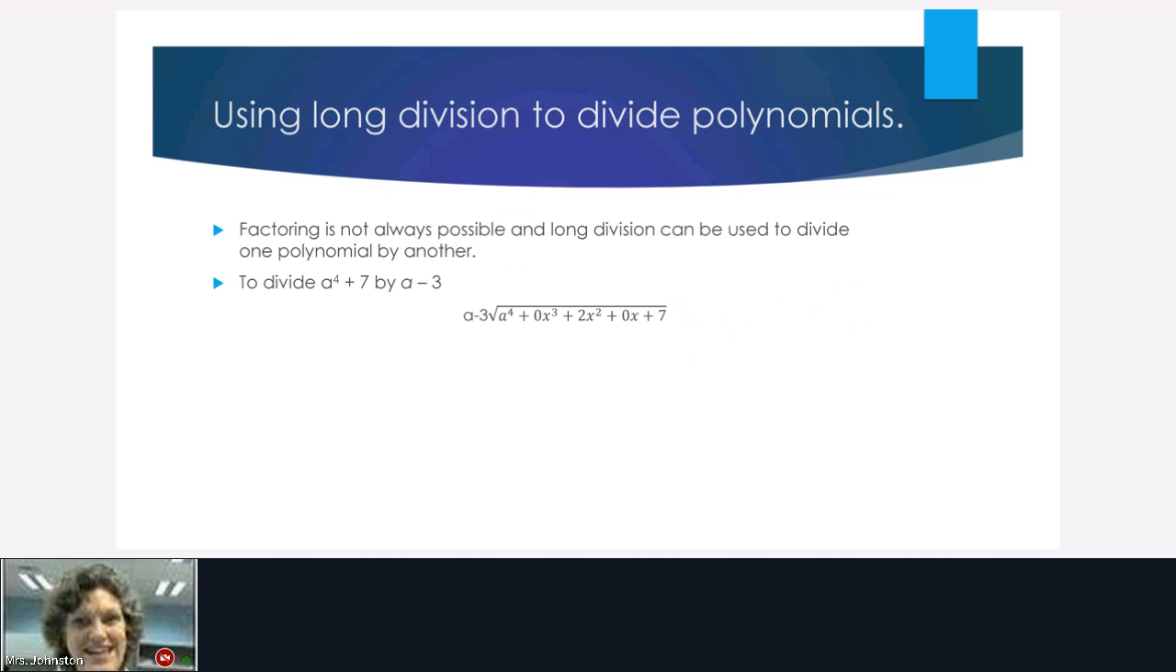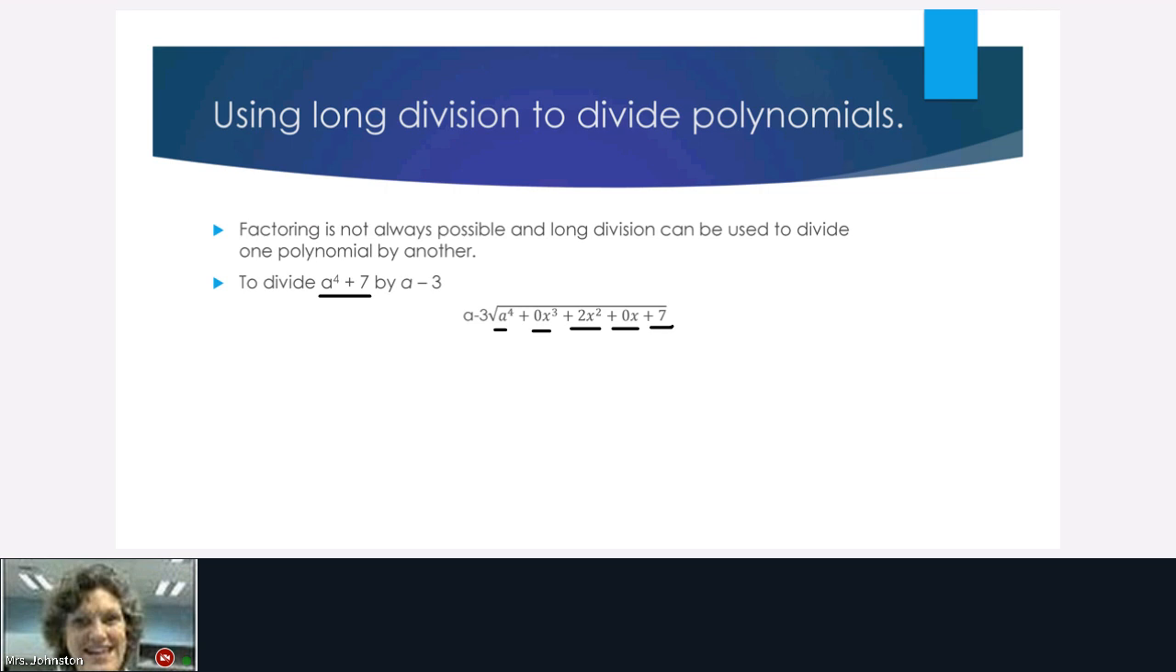I'm dividing a to the fourth plus 0a cubed. Now notice that the original problem was a to the fourth plus 7. Why do I have a 0a cubed? Well, because like a number under a division sign, you have to have a hundreds column, a tens column, a ones column, etc. I didn't have any a cubed column, but I do have a 2a squared. I have a 0a because there was no a in the original, and a 7.